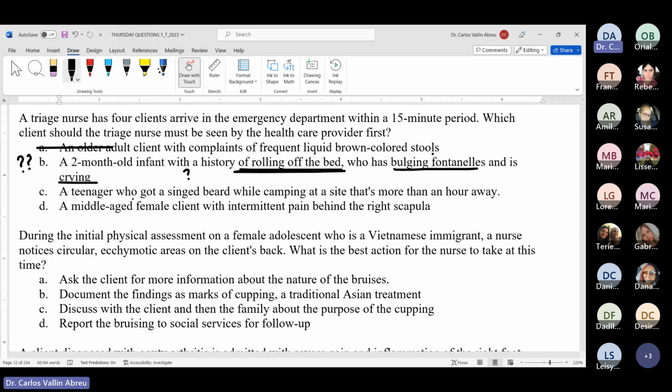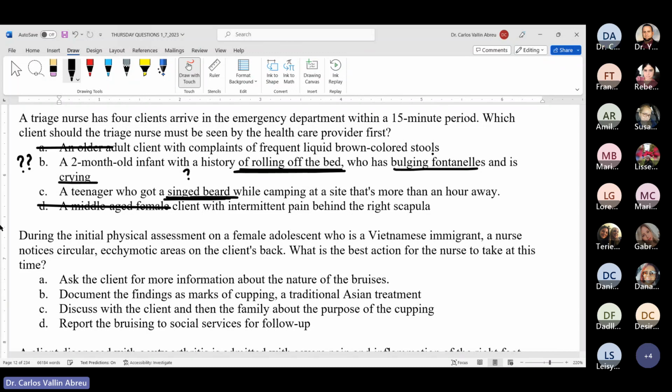Let's see. A teenager who got a singed beard while camping at a site more than 1 hour away. The flames, the fire was in the face and burned the hairs of the beard. And a middle-aged female client with intermittent pain behind the right scapula probably is having a gallstone, so this can wait.